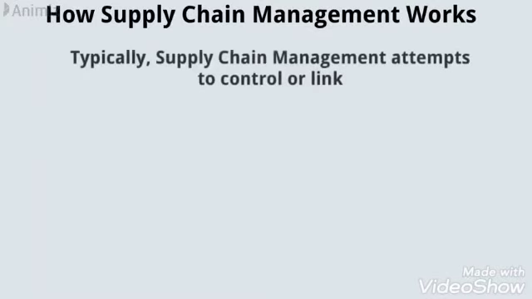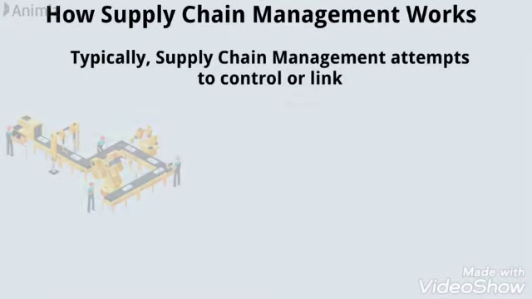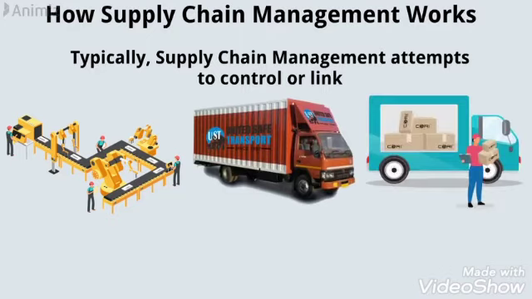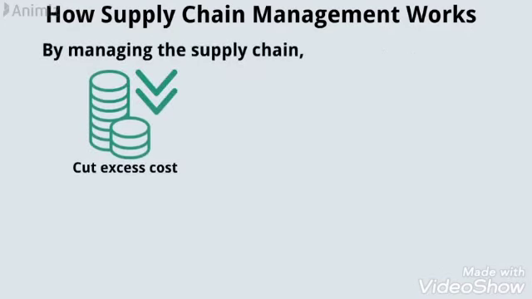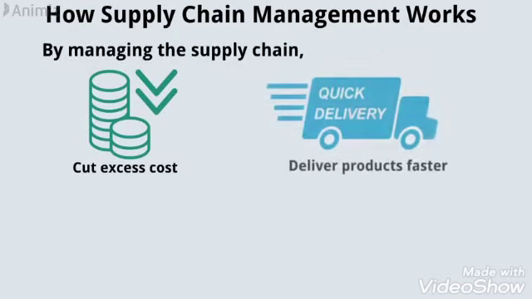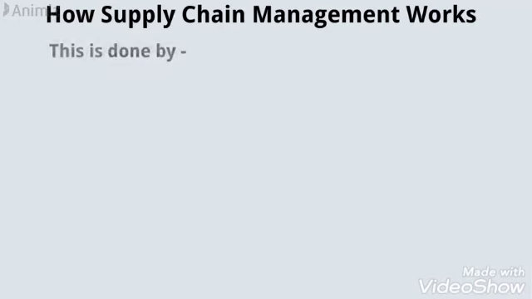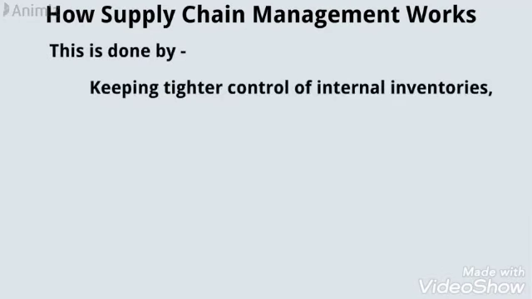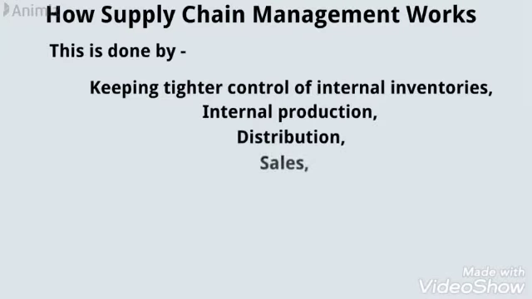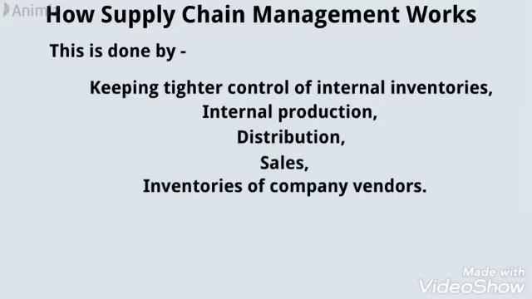How supply chain management works. Typically, supply chain management attempts to control or link the production, shipment, and distribution of a product. By managing the supply chain, companies are able to cut excess costs and deliver products to the consumer faster. This is done by keeping tighter control of internal inventories, internal production, distribution, sales, and the inventories of company vendors.